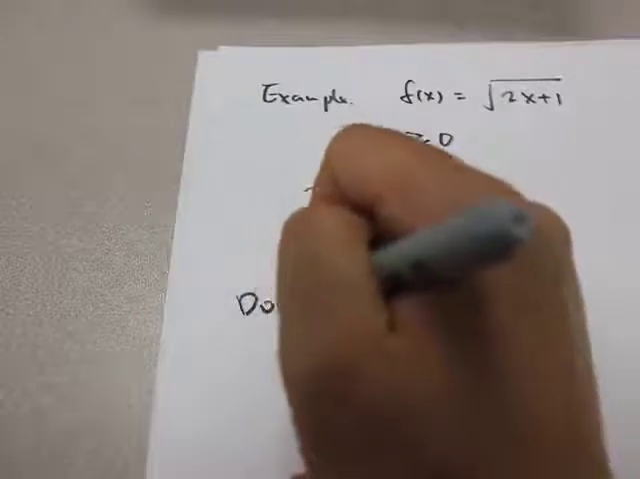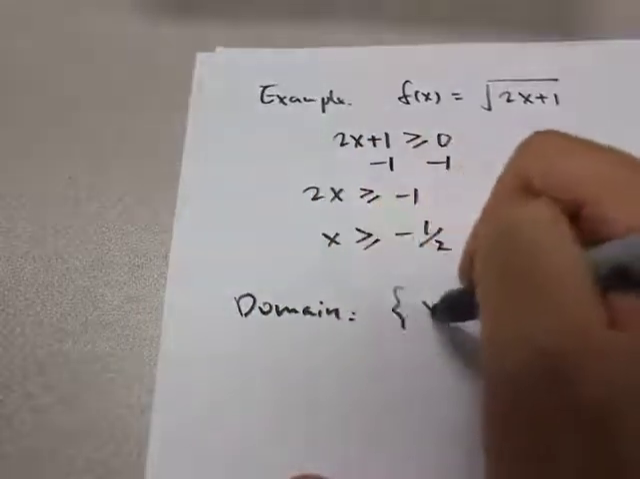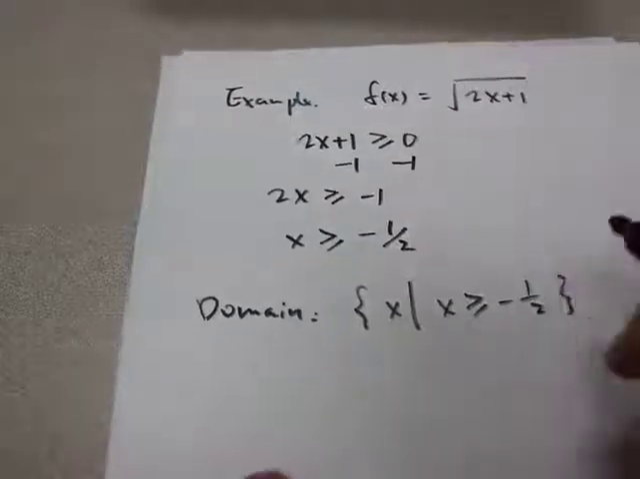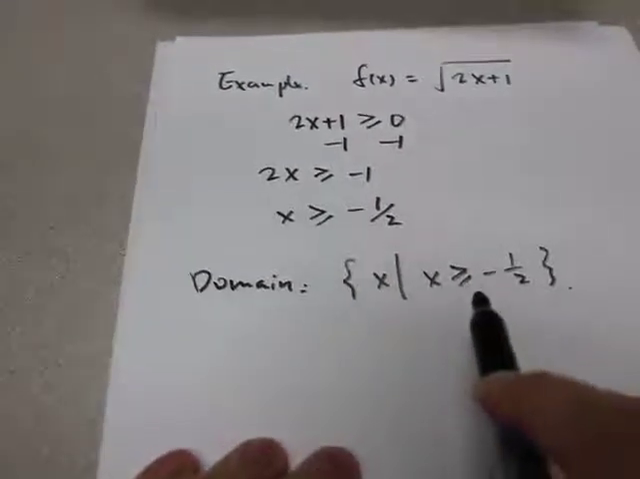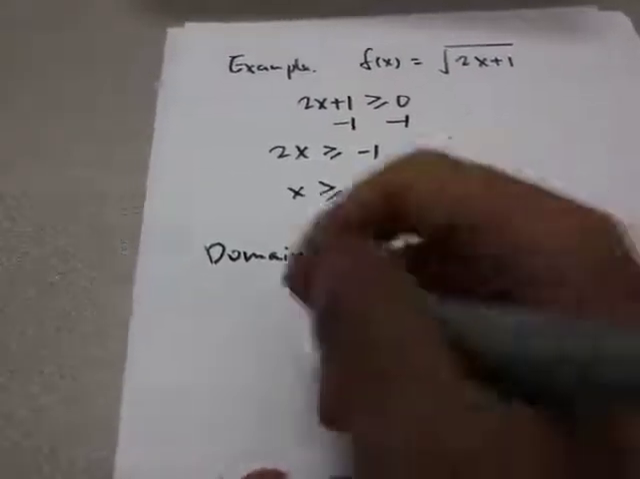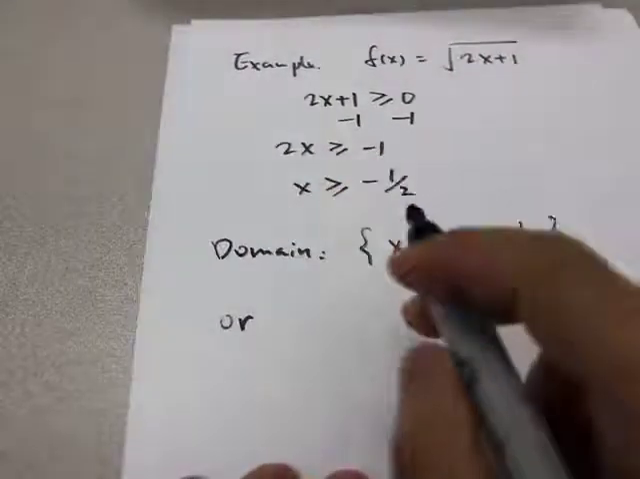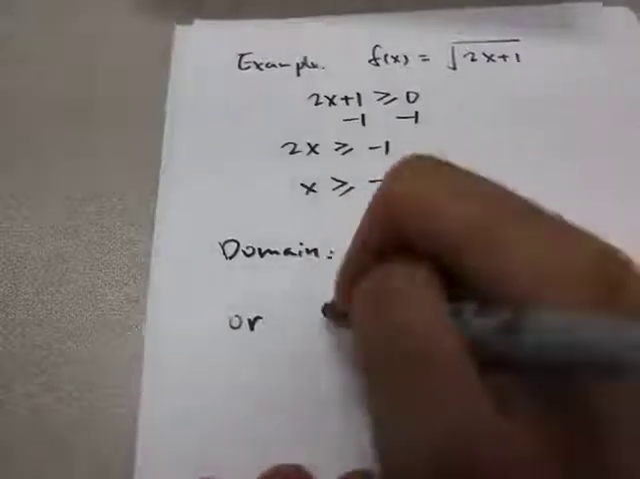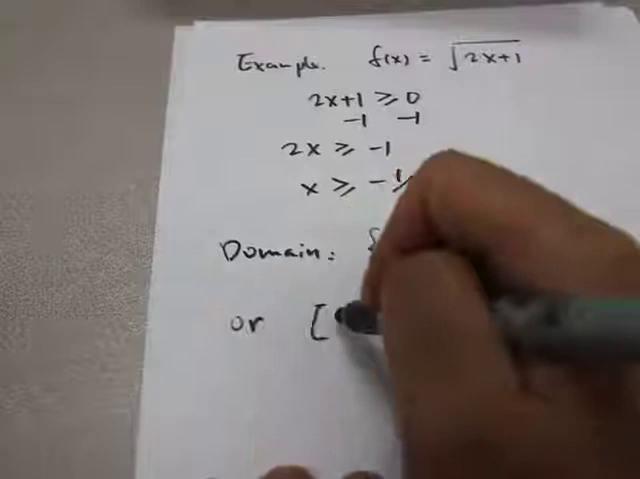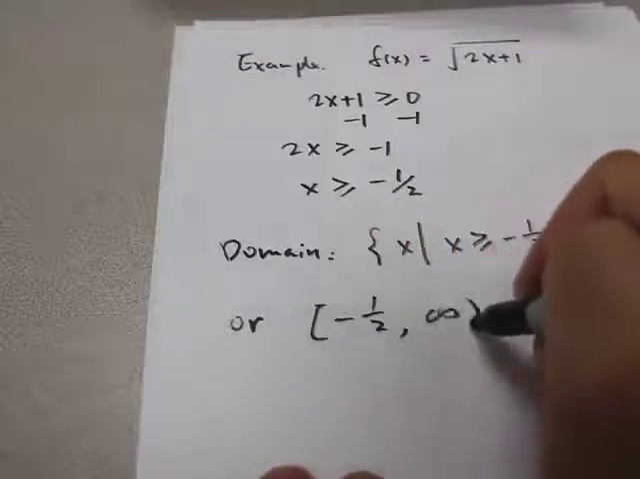So the domain here is every number greater than or equal to negative 1 over 2 will be in the domain of this function. Or if we use the interval notation, the domain is on the interval from negative 1 over 2 to infinity.